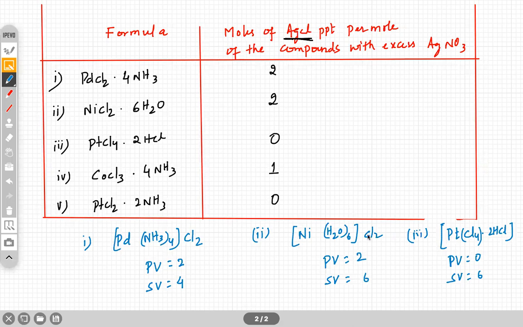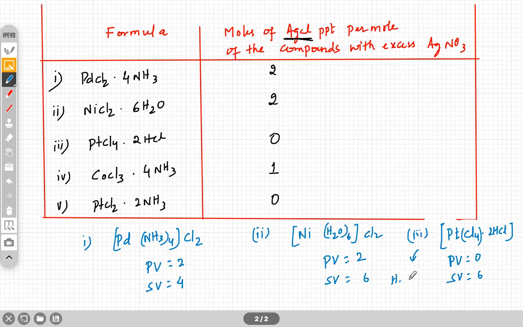If you have it like this, you see Cl2 is present outside. The primary valency is the number of ions which are present outside the complex. Here, all the ligands we write down inside. But the oxidation state, you can also write this way. I am not writing down the primary valency with respect to the oxidation state here.